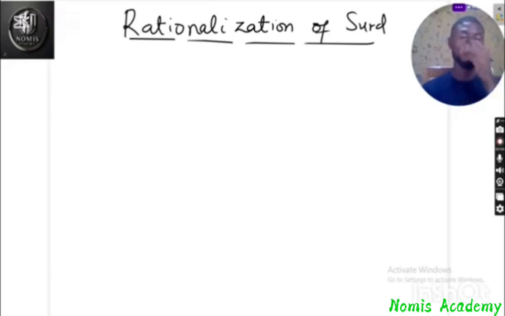What do I mean by conjugate? Conjugate means the inverse. So if we're talking about the conjugate, I was talking about inverse. So let's see what we are talking about.